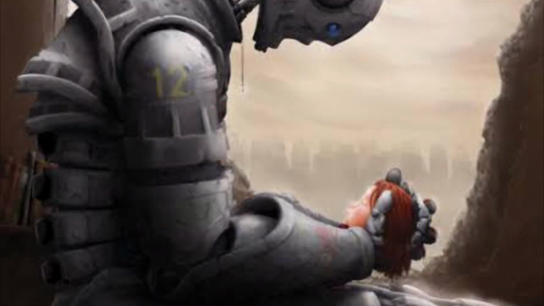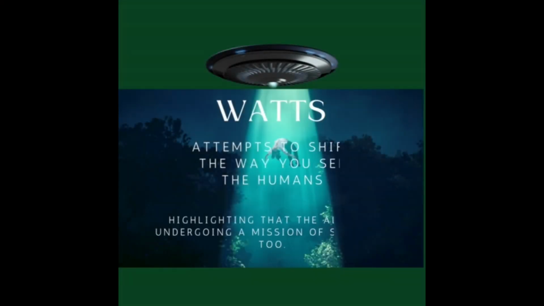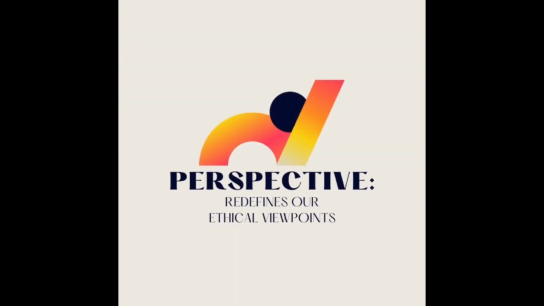By changing the narrative structure through a perspective switch, Watts attempts to shift the way we see the supposed heroes. The human's unwavering determination to survive at all costs is directly replicated by the alien, resulting in an unyielding pursuit for both sides to live. Flipping our grip on perspective acts as a conduit for redefining our ethical viewpoints.